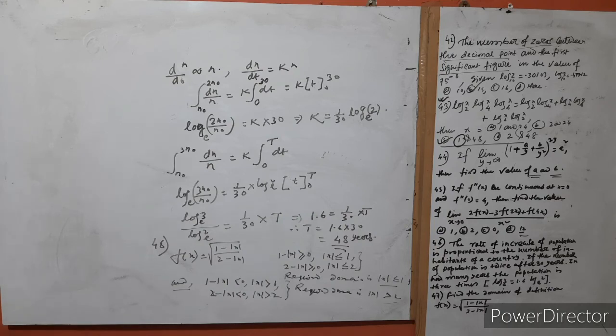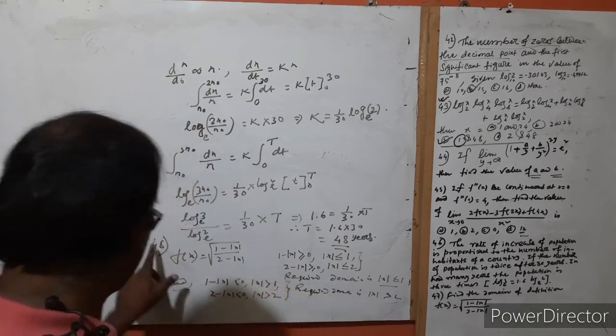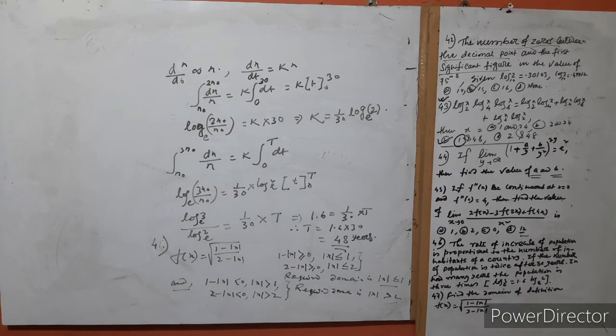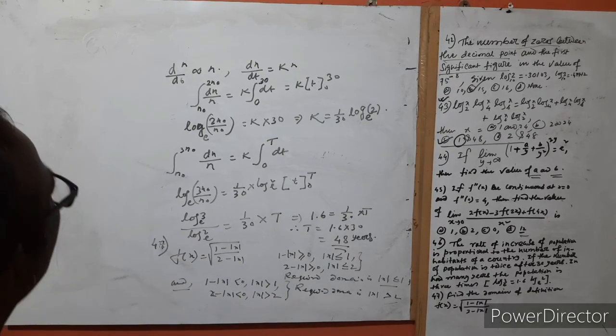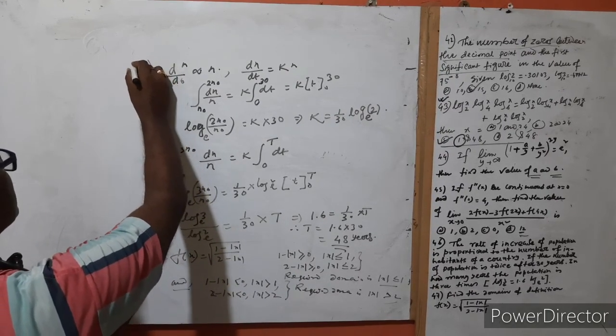Okay, bye everybody. This is a very interesting class. See carefully. Actually, this number is 47. Sorry, this number is 47, and the earlier one is 46.